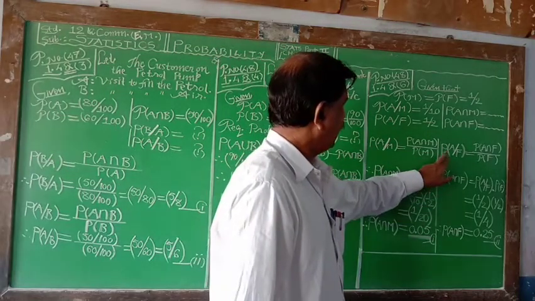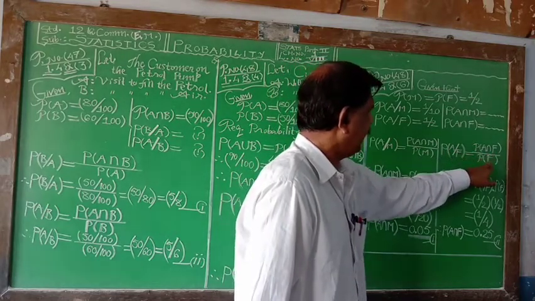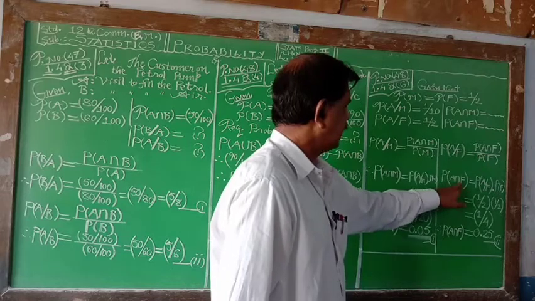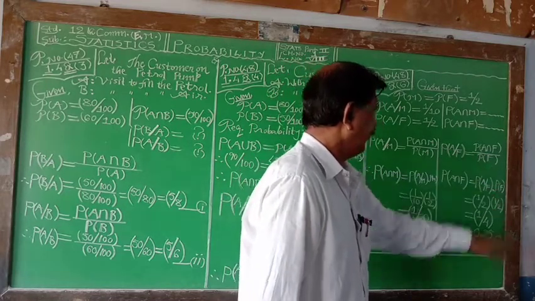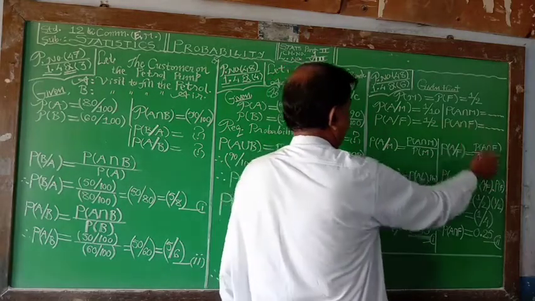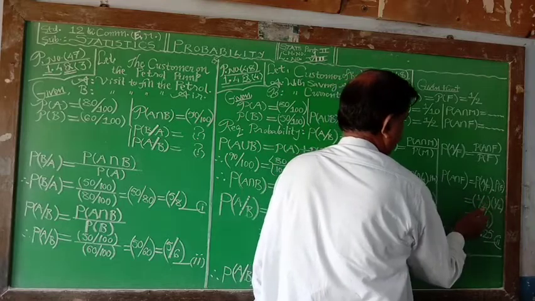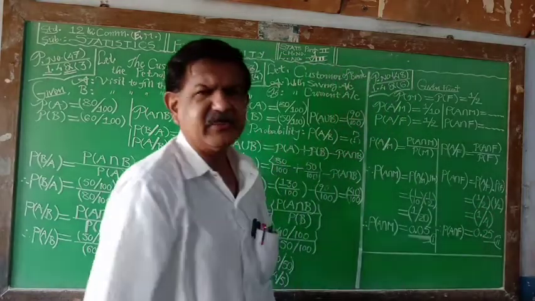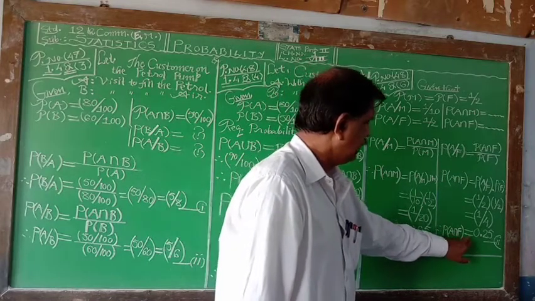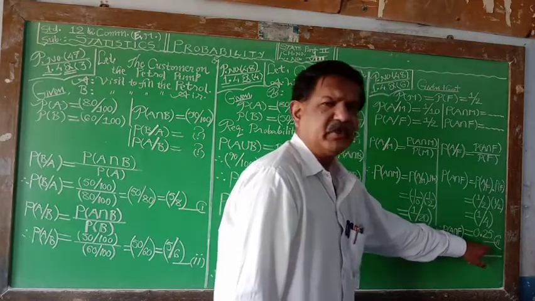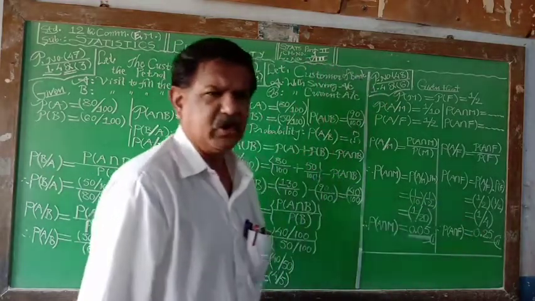Similarly, probability of A given F is equal to P of A intersection F upon P of F. Means probability of A intersection F is P of A given F into probability of F. Means 1 upon 2 into 1 upon 2 means 1 by 4. Ultimately the answer will be 0.25. Therefore, probability of A intersection F is 0.25. Call this as answer number 2. You can write 1 upon 4 also.